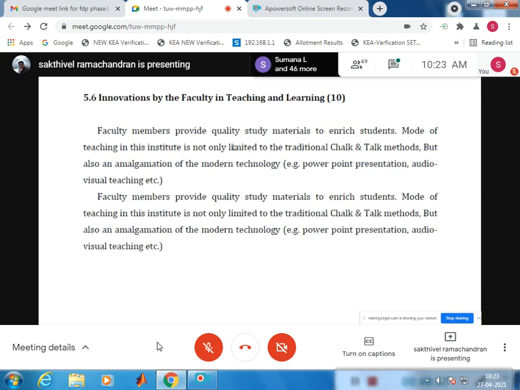Innovation by the faculty in teaching-learning. This terminology, innovation, goes with the individual faculty rather than the traditional chalk and board method. What are the innovation techniques followed by the faculty? That carries 10 marks. It could be anything starting from PowerPoint, audio, video, online, all these mechanisms. Nowadays, everything has become a teaching-learning innovation technique.